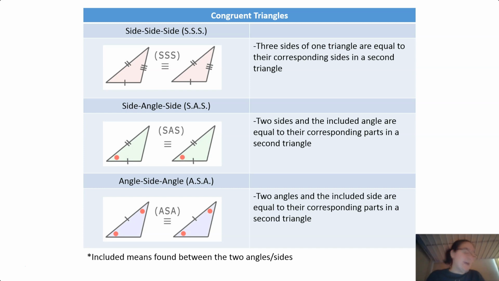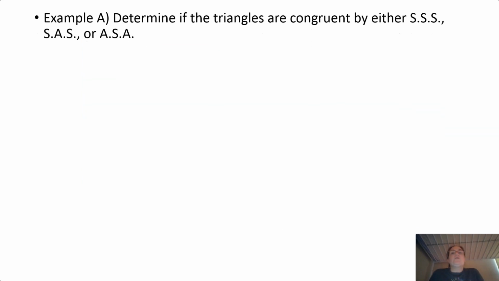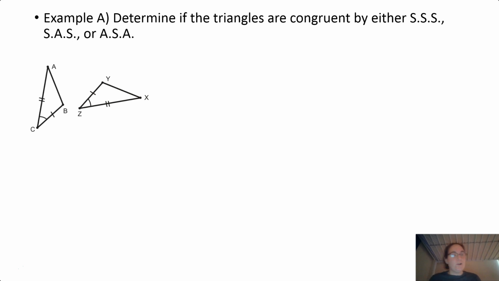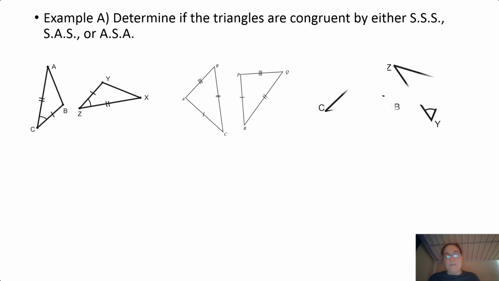So this is actually what some of your homework is going to be doing, is it's going to say which one of these matches the triangles that you're given. But I want to do one more example before we move forward with that. And that is determine if the triangles are congruent by either side, side, side, side angle side, or angle side angle. Okay, so this is our first one. This is our second one. And this is our third one. I want to give you a second to go back and check and see if you can figure out which is which.